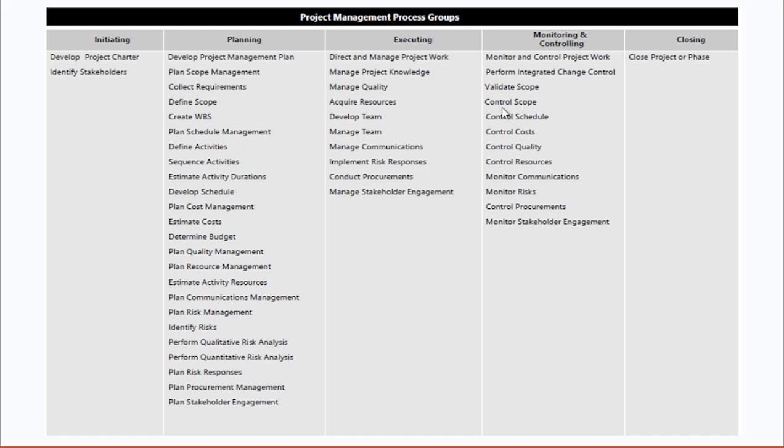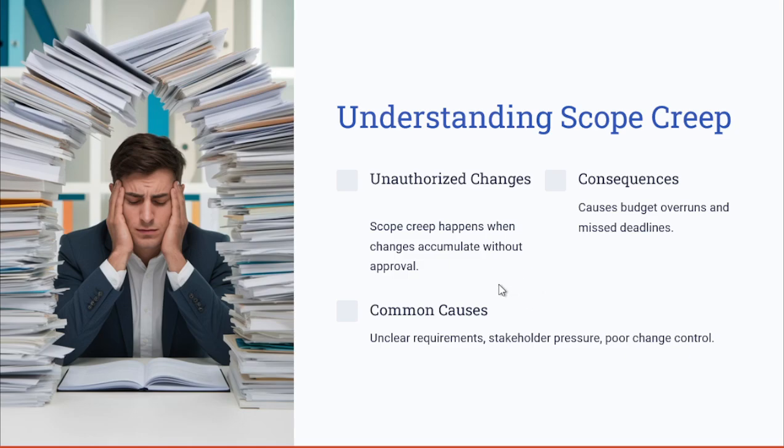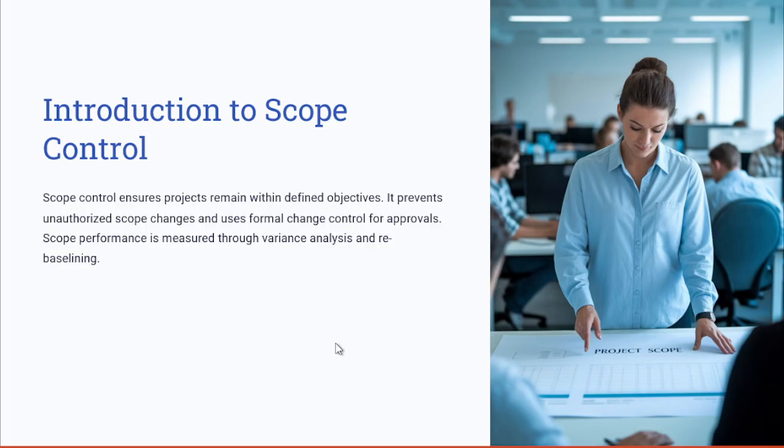So let's now understand the differentiation again between validating and controlling the scope. So understanding first scope control. But what exactly is scope control? Scope control is a crucial part of project management that ensures that the project remains aligned with the approved scope. And without proper scope control, projects can suffer from scope creep, where we have talked about uncontrolled changes without following a formal change control process, which could impact the project constraints, also delays and cost overruns.